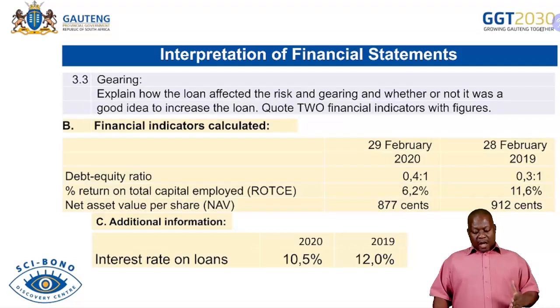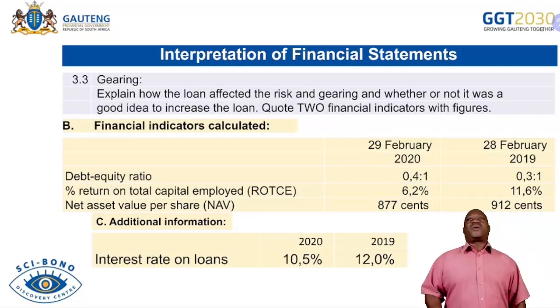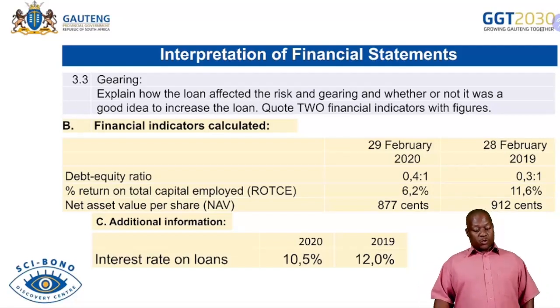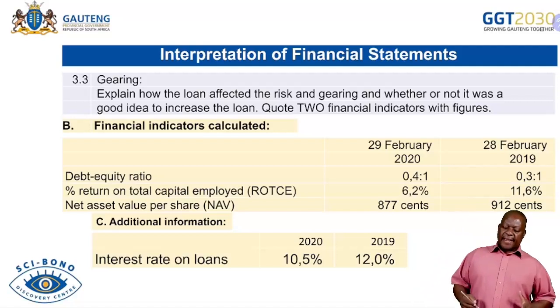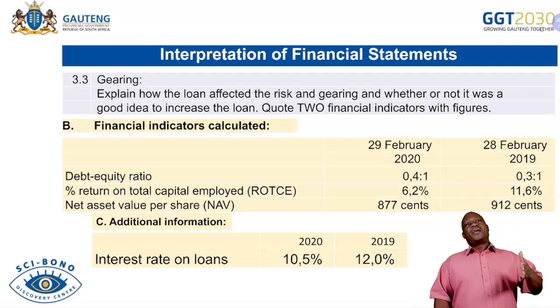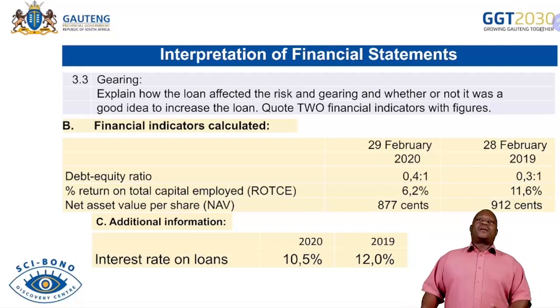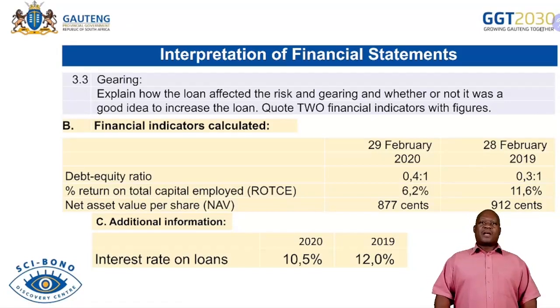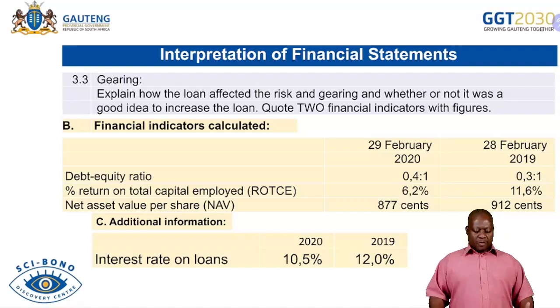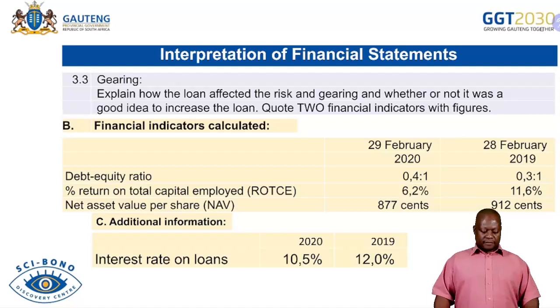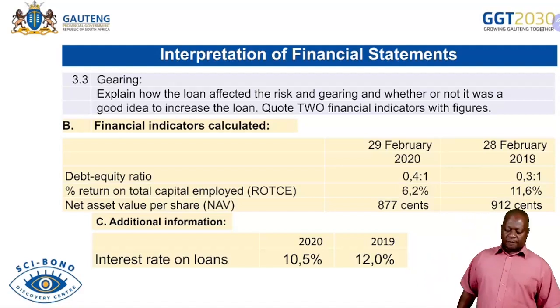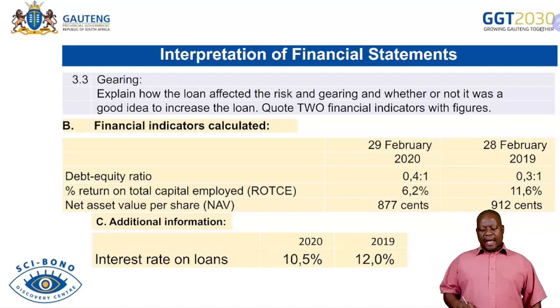Now, I am going to take us to the last one that we are going to comment on and look into today. That is gearing. Remember what we said about gearing. Gearing has got something to do with looking into how we are relying on borrowed capital. How much is the business relying on borrowed capital? Gearing. Now, this question 3.3 is saying, explain how the loan affected the risk and gearing, and whether or not it was a good idea to increase the loan.